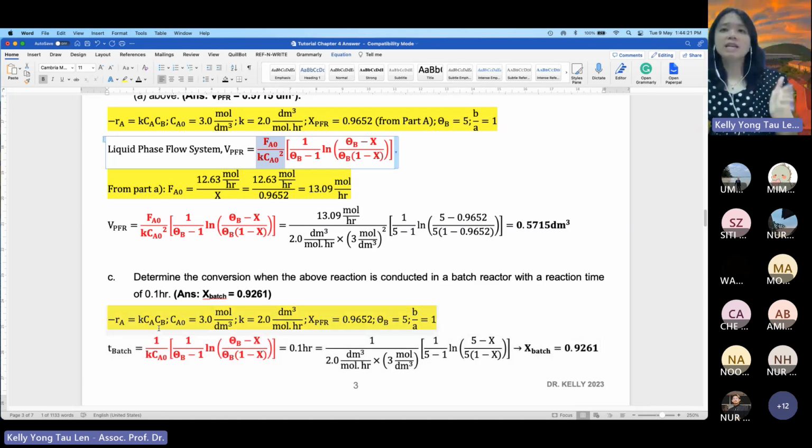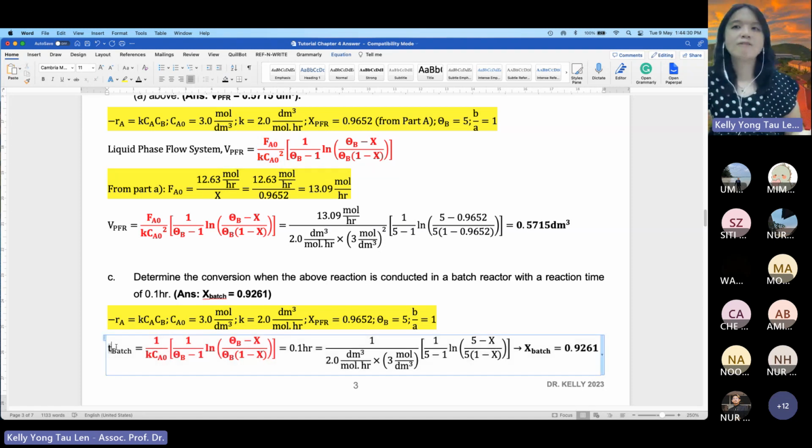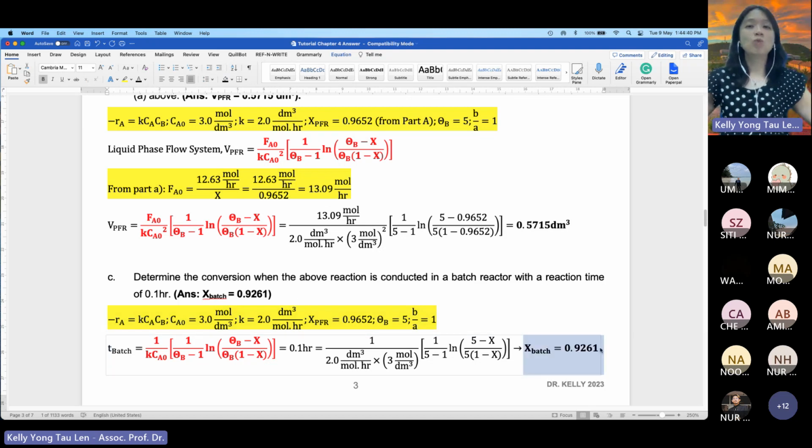Okay, so similarly, you replace K, you replace CA0, you replace theta B, and you know the reaction time is 0.1 hour. You can find the conversion of the batch reactor, which is 0.9261. So that's the conversion if I conduct this in a batch reactor. Okay, so we are done with question number 2.